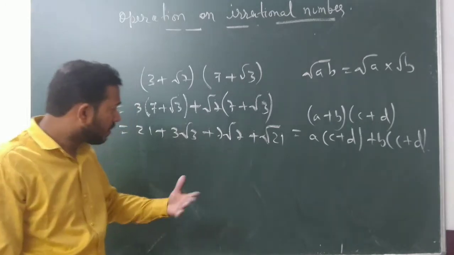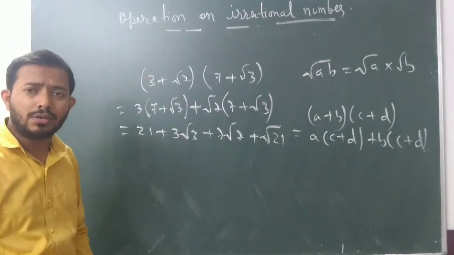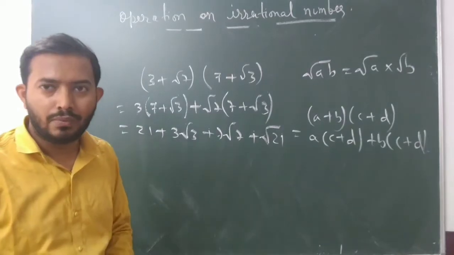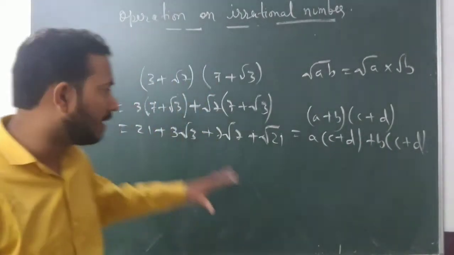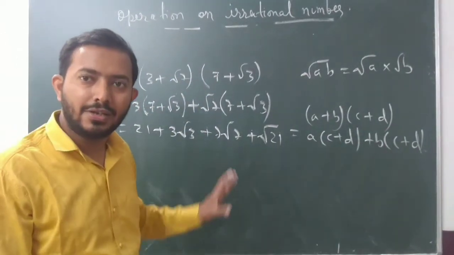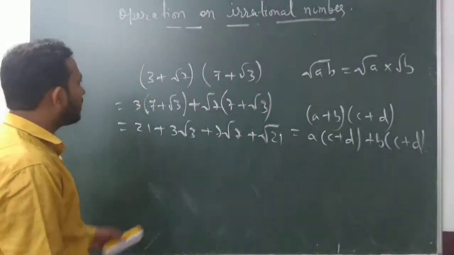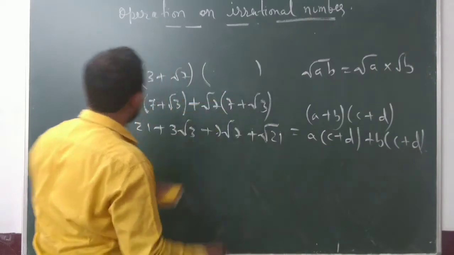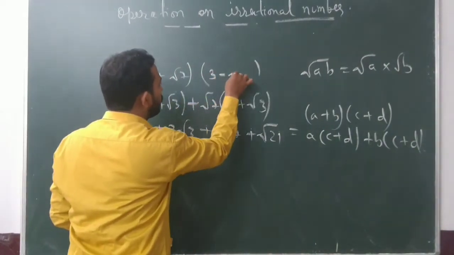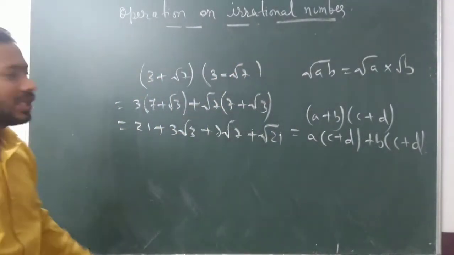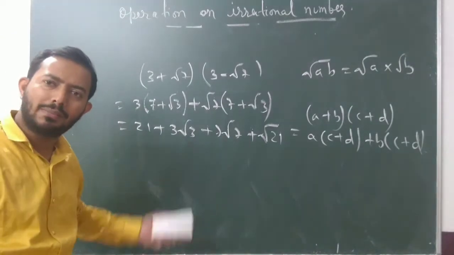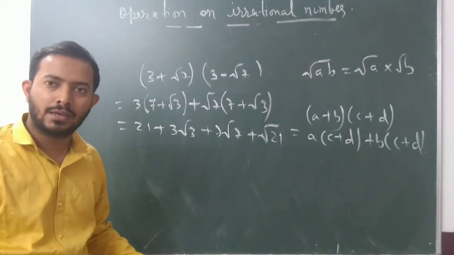Now we'll go for the formula. This is our general method; you can apply this general method to find the multiplication. Now, if the data were like this, instead of this, if we get here 3 minus root 7, shall I multiply like that? Yes, you can multiply like that. No problem. You will get the answer.